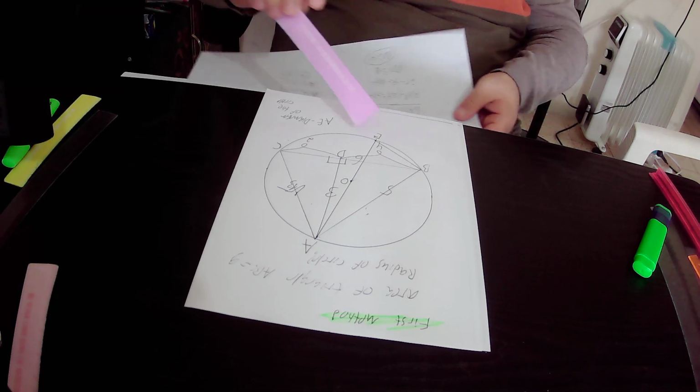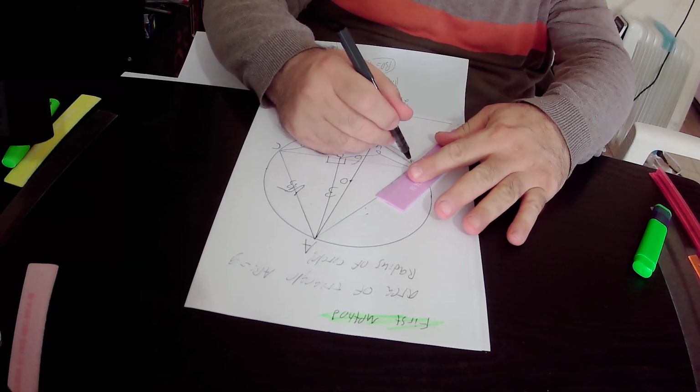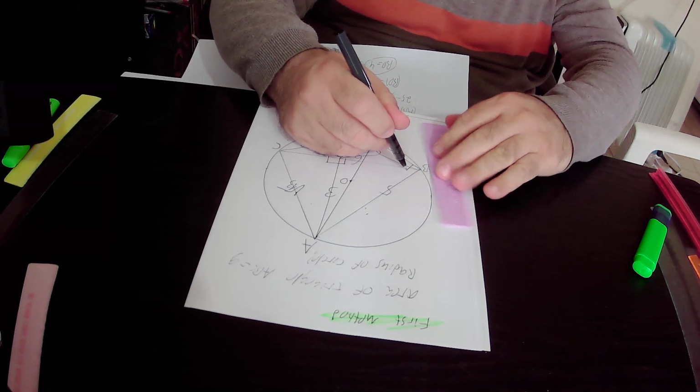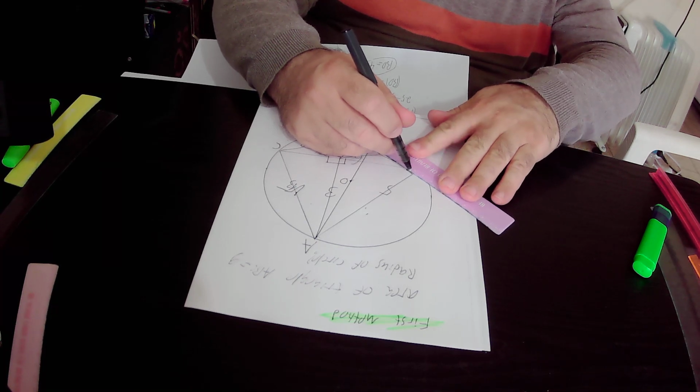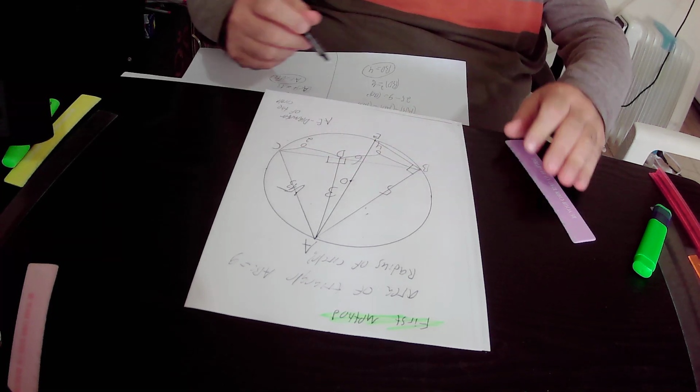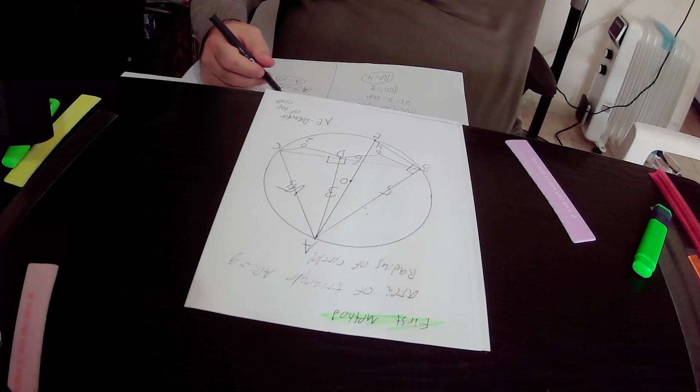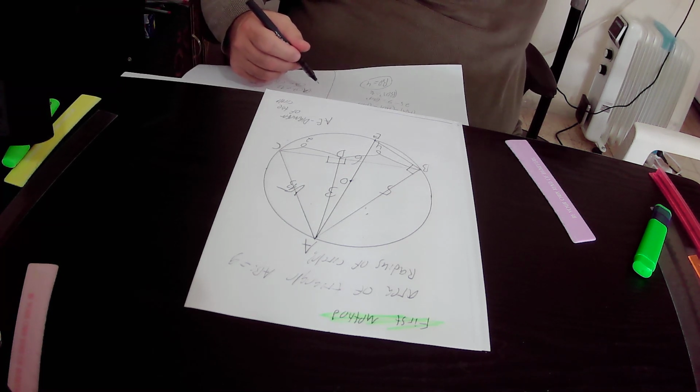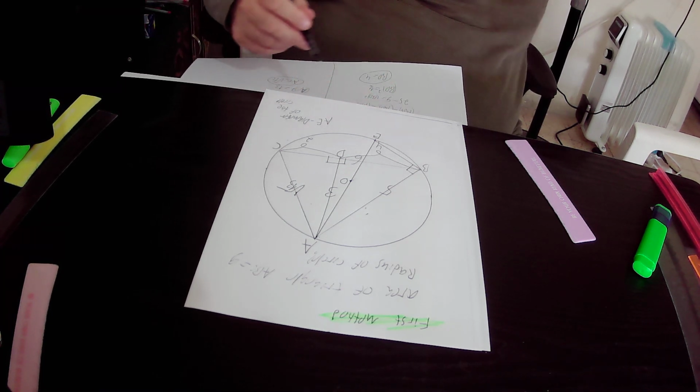That is to say, angle ABE equals 90 degrees, according to the rule that any peripheral angle that rests on the diameter must be equal to 90 degrees. So angle ABE equals 90 degrees.